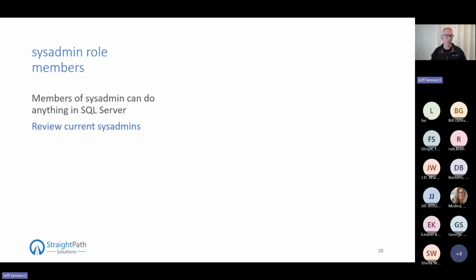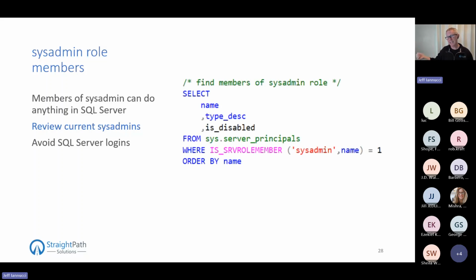Please review periodically your current sysadmins to make sure that only accounts that need to be in there are in there. And if possible, avoid SQL Server logins. I mean, leave the SA one in there, but disable it, of course. But otherwise, we want to avoid SQL Server logins. Remember, we saw that there was a brute force password attack. Well, that's going to happen against a login, and it was probably against the SA login. You can see who is in your sysadmin role, who has these privileges, and if their accounts are enabled or disabled with this query as well.